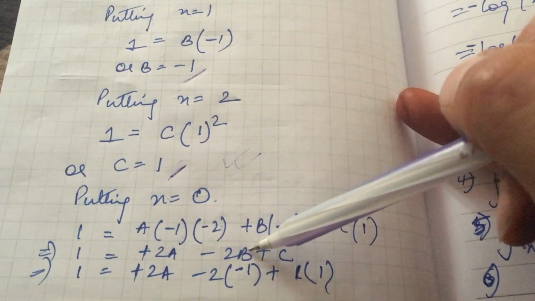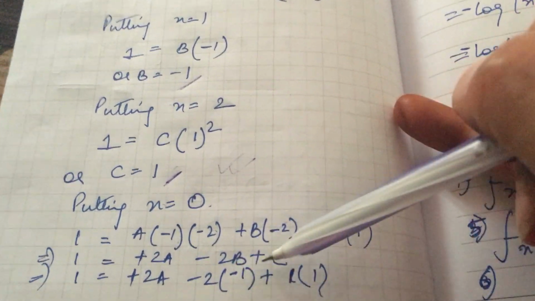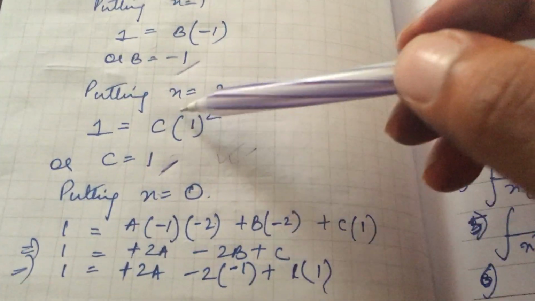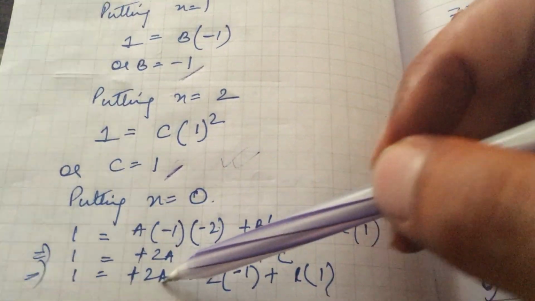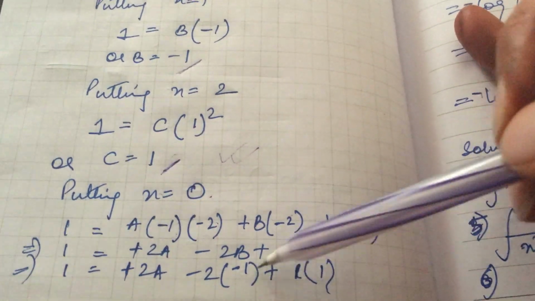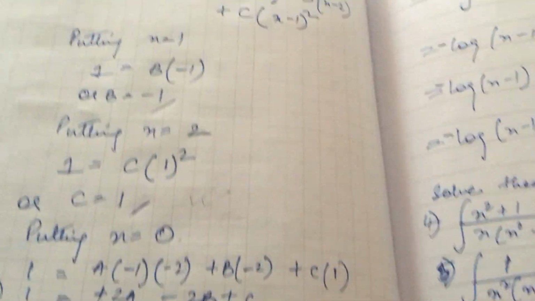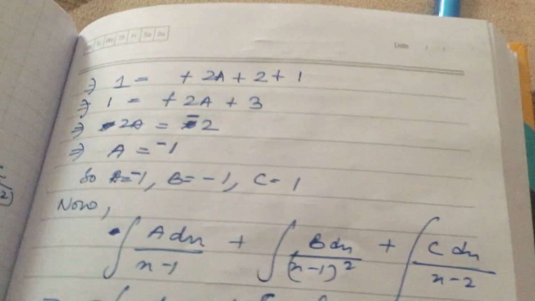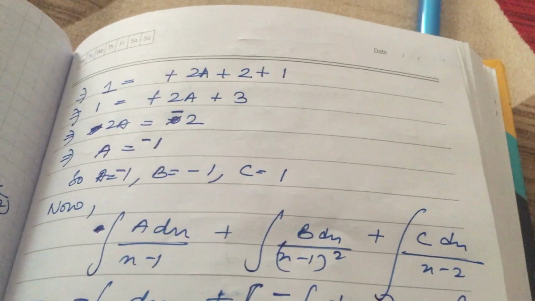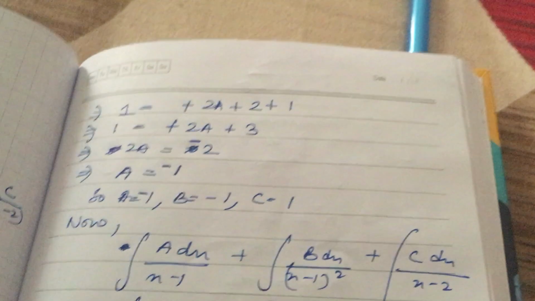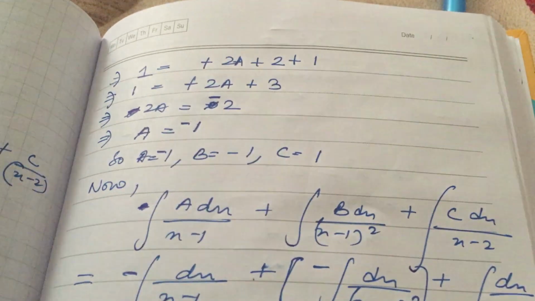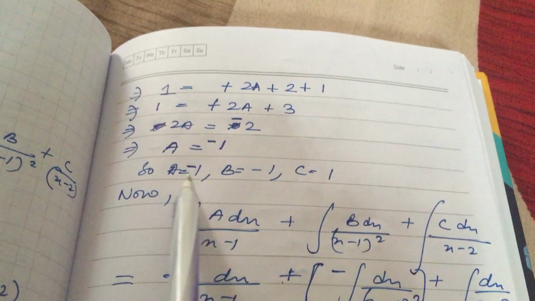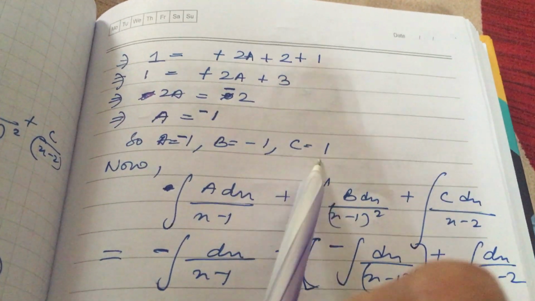Now I put the value of b as minus 1 and c as 1 in this expression, so 2a minus 2 into minus 1 plus 1 into 1. From there I move to 1 equals 2a plus 2 plus 1. So ultimately I get a equals minus 1. So I get a, b and c: a is minus 1, b is minus 1, c is 1.